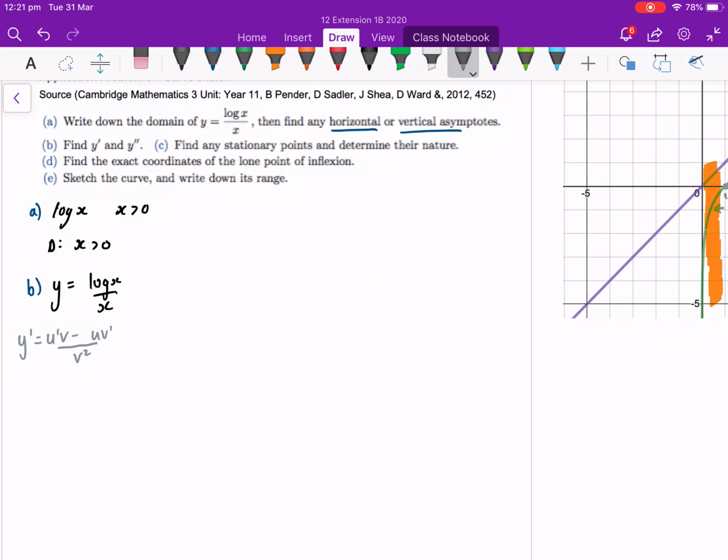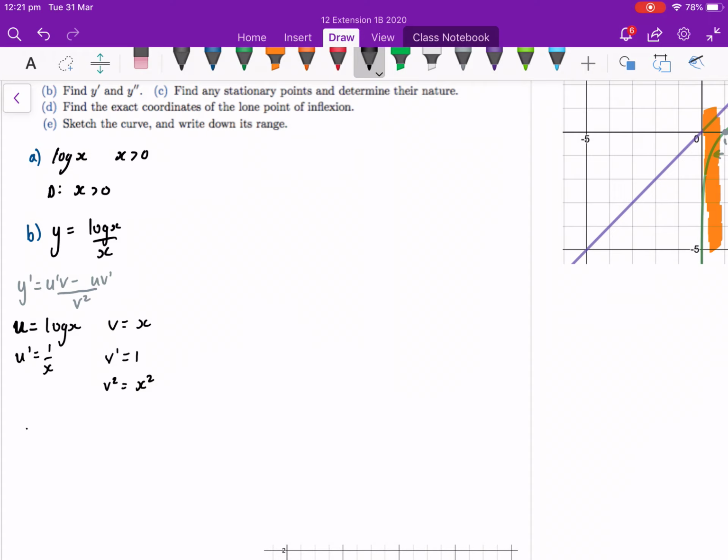We've got that u is equal to log x, therefore u dash equals 1 on x. We've got that v equals x, and therefore v dash equals 1, and v squared is just equal to x squared. So therefore y dash is equal to u dash v, so 1 on x times x, which is just 1, minus u times v dash, so 1 times log x, so we just get 1 minus log x, all over v squared, which is x squared.